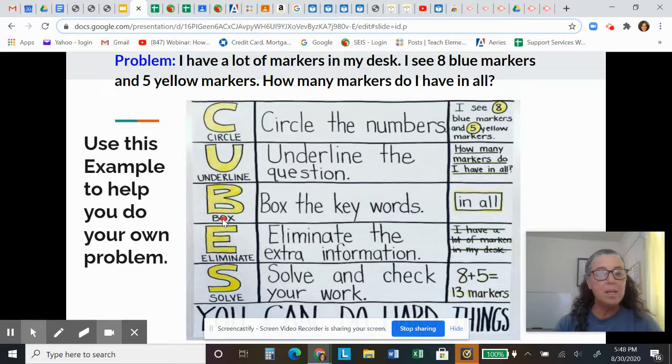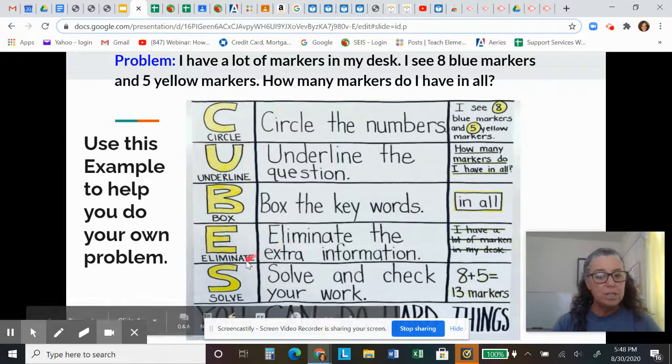And then we go to B, box. I'm going to box the key words, the words that tell me if I'm going to add, subtract, multiply, or divide. So this one happens to be "in all." So I'm going to box it up. And I might get you a list of those words that let us know what operations are coming, and put it on your assignment sheet.